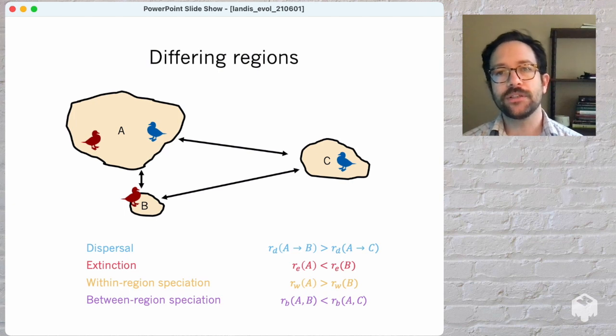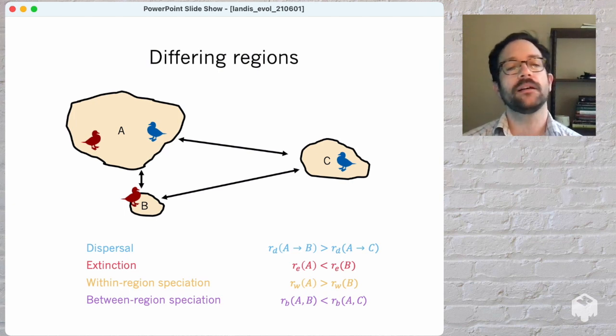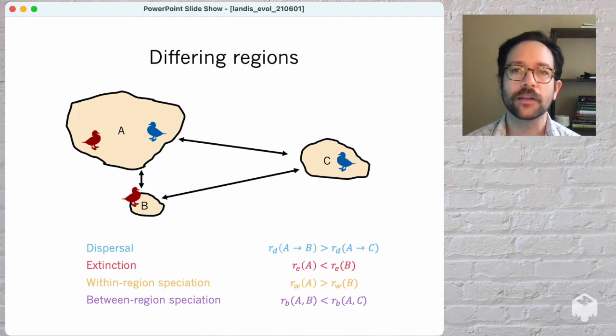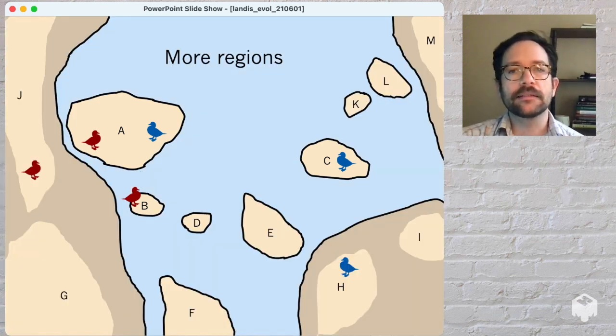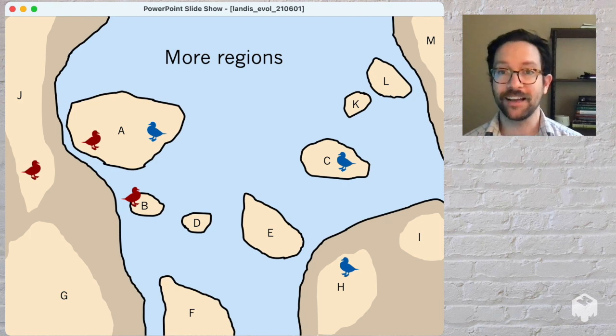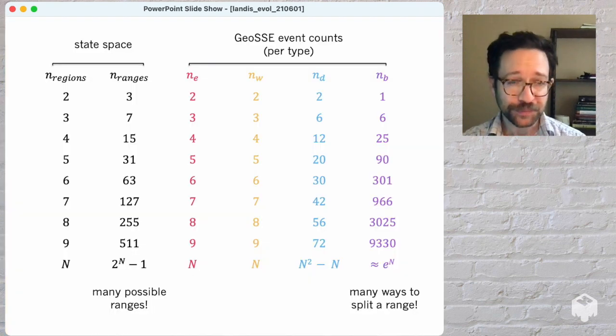Now, if regional features differed among regions, the same biologist might also assume that, let's say, dispersal rates would be greater between nearby regions, such as between A and B, compared to between distant regions, such as A versus C. Extinction rates, speciation rates, and so forth might also vary in kind. And this is fairly easy to reason about with just three regions, but as the number of regions increases, the thinking becomes a little bit muddier, for me at least.